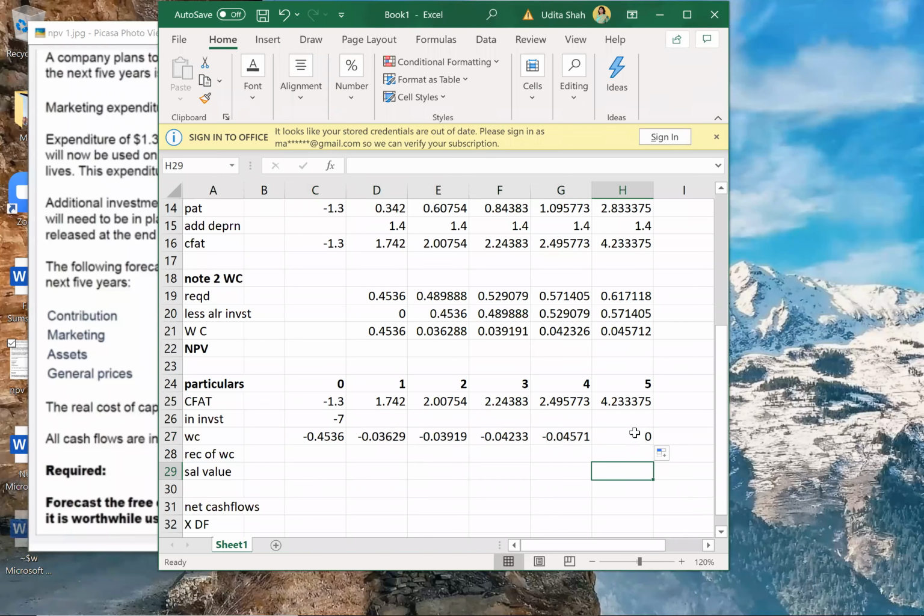So nothing in year 5. Okay. So working capital, we have calculated year 1 to 5, but we are not writing in year 1 to 5 because it was at the start of each year. So we are writing it in year 0 to 4.